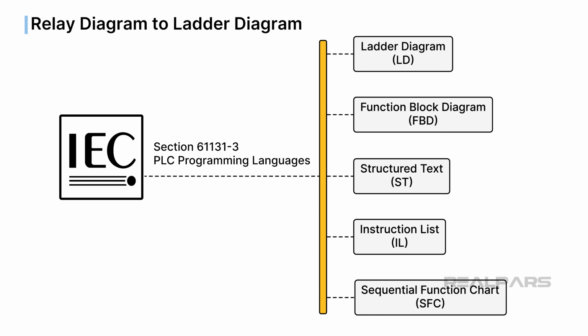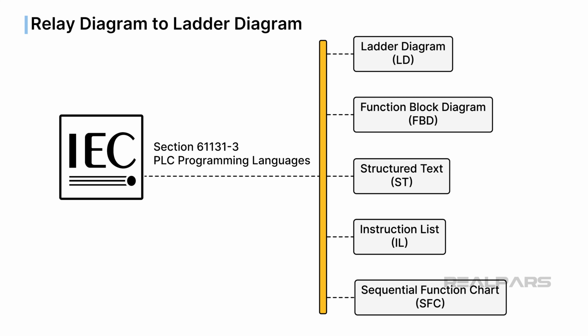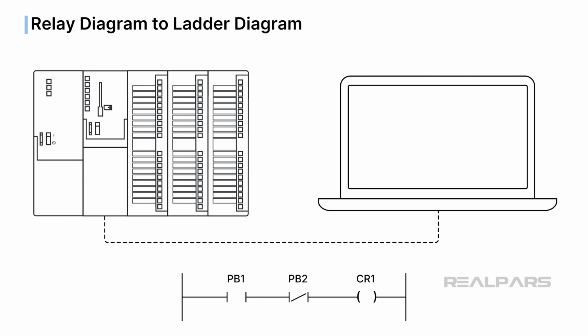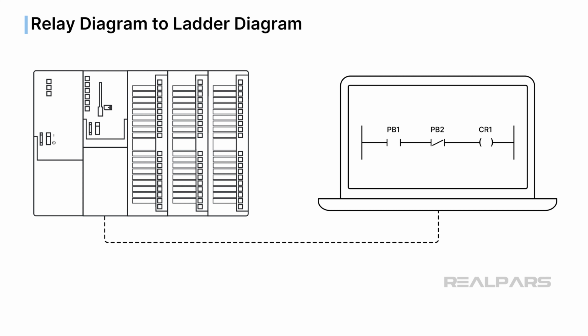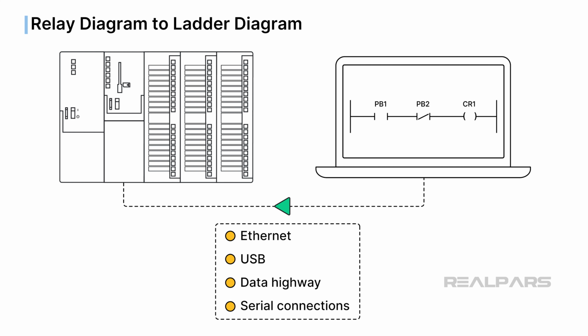The International Electrotechnical Commission, or IEC, recognizes 5 PLC languages: ladder diagram, function block diagram, structured text, instruction list, and sequential function charts. Once all of the logic is worked out via line drawings or tables or ladder diagrams, then a program can be made and downloaded into the PLC, and it becomes an application. This is usually via Ethernet or USB connections. Previously, it might have been data highway or serial connections. This is how the relays get digitized, so to speak.